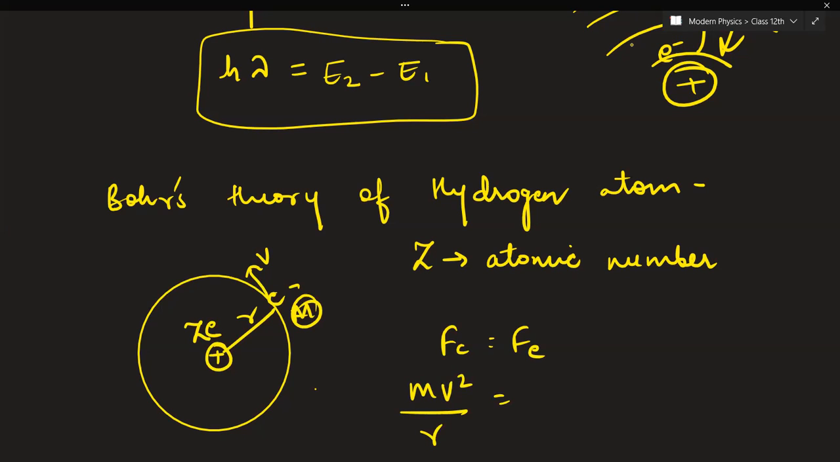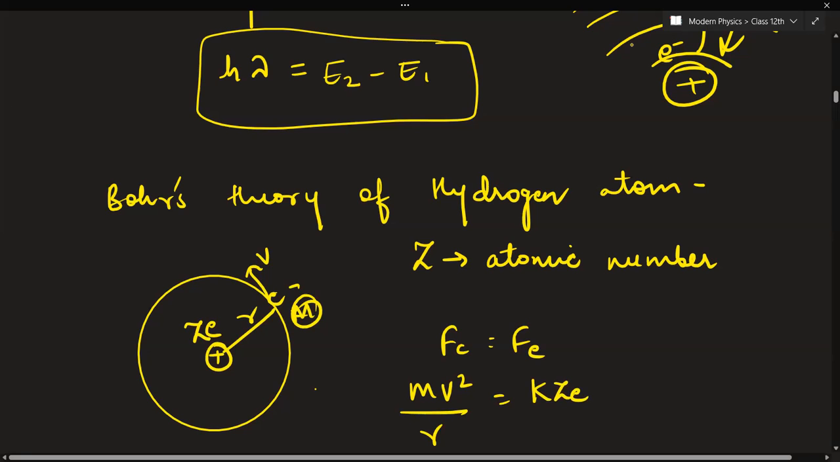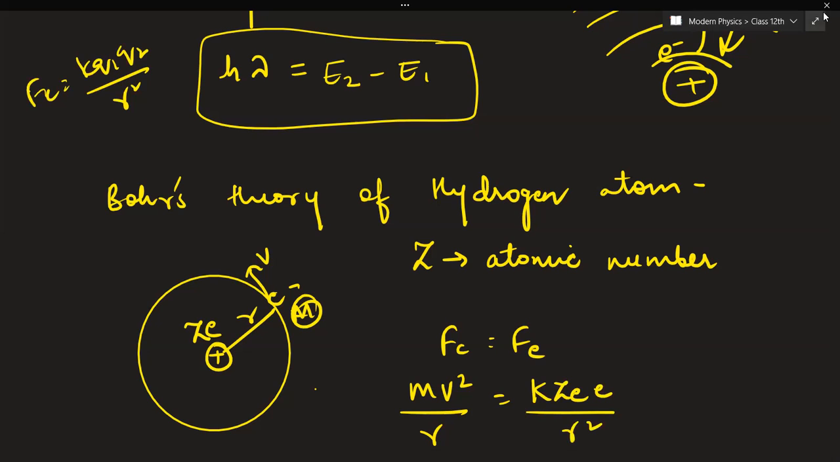Coulomb's law. Electrostatic force is simple Coulomb's law, so this will be k Z e × e... no, how do we write electrostatic force? k Q1 Q2 by R square. So k is written, Q1 is Ze, Q2 is e, divided by R square.